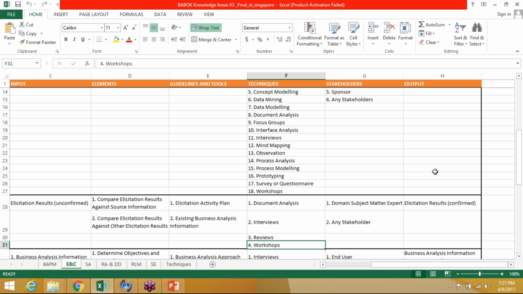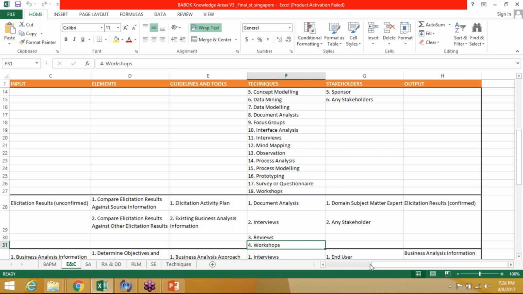And the more you look at these techniques, and the more you go through our sessions, and the more you read the BABOK, you'll have further knowledge on this. And this is definitely going to really help you when you take up that CBAP certification.